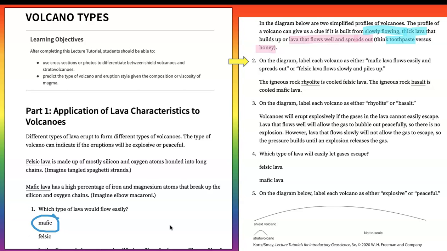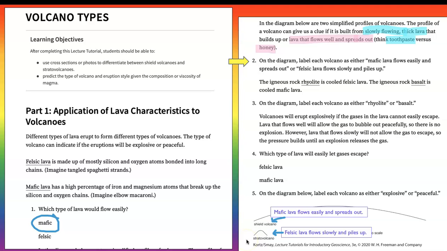So on the diagram below, label each volcano as either mafic lava flows easily and spreads out, or felsic lava flows slowly and piles up. The answers are shown here. The shield volcano that has this very gentle slope is formed from mafic lava that spreads out. The much smaller but steeper stratovolcano forms from felsic lava that flows slowly and piles up.